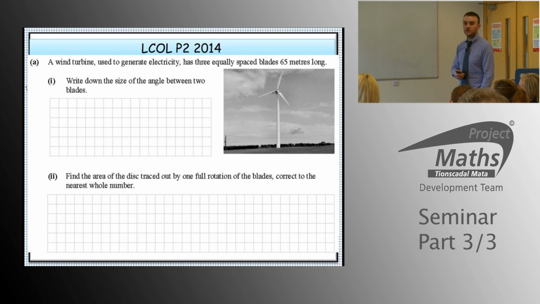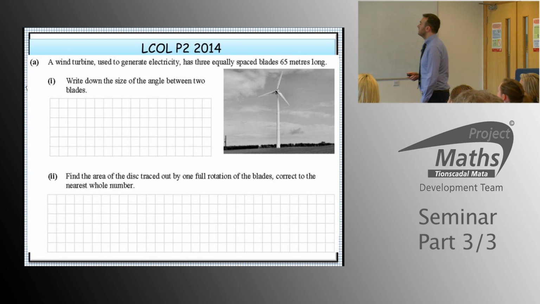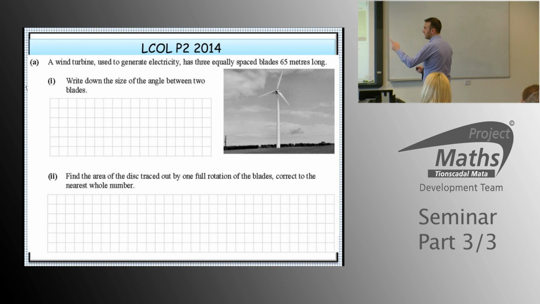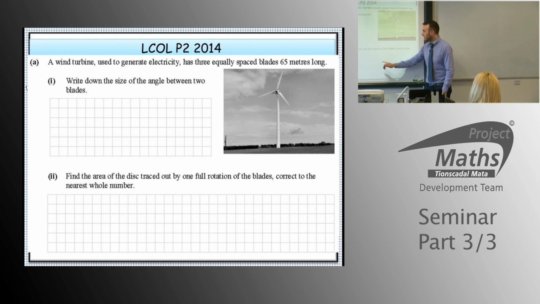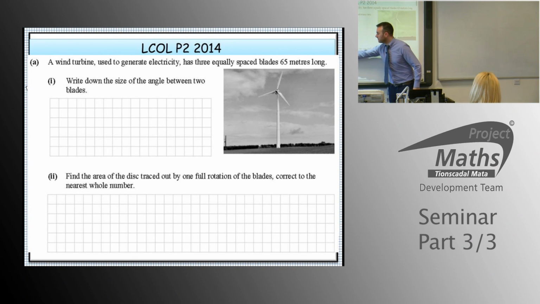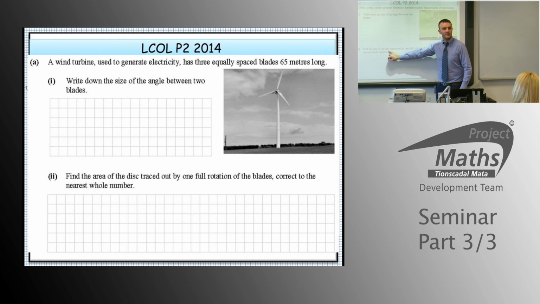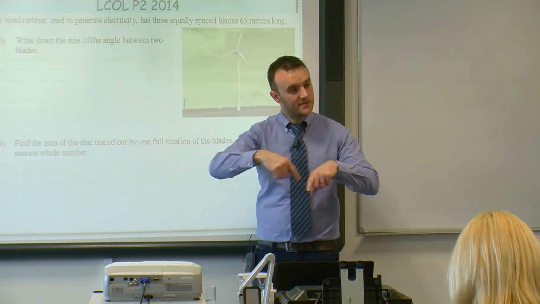And the question on trigonometry at the end, you have to get the angle between two blades in this wind turbine and find the area of the disc traced out by a full rotation of the blades. And that's why in our formula and tables book we have area of a disc. They don't say area of a circle, that the circle encloses area.